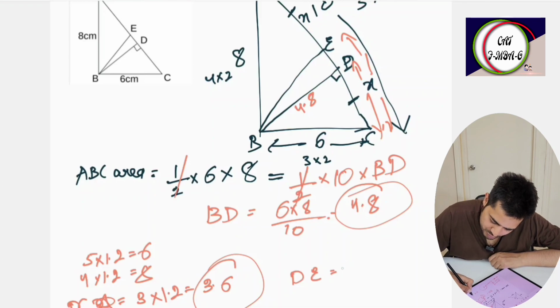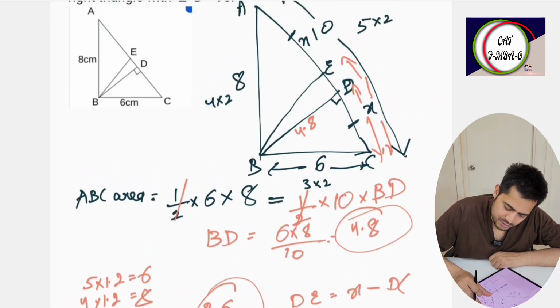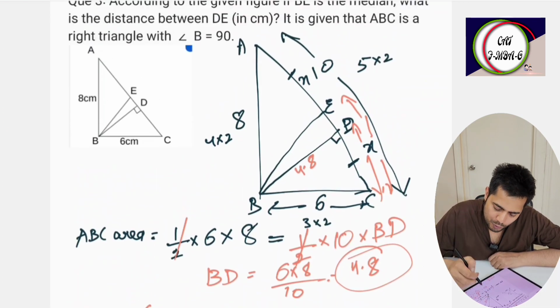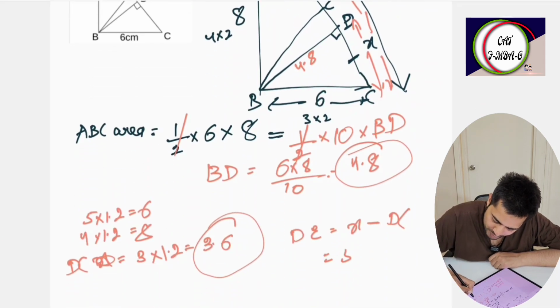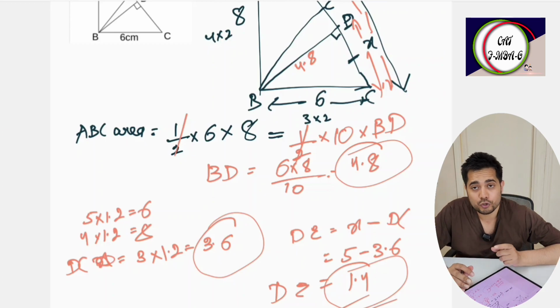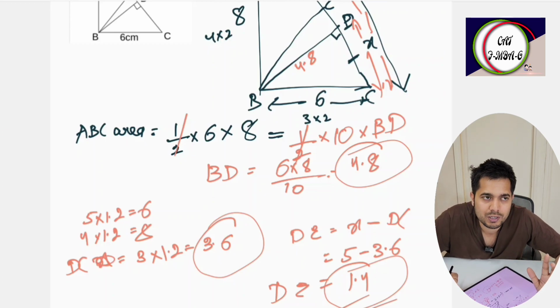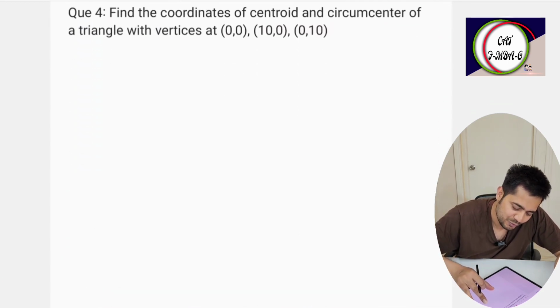So DE is going to be x minus DC, and since E is the midpoint of AC, x is going to be 5. So DE is equal to 5 minus 3.6 is equal to 1.4. This is the right answer. DE is 1.4. So here the 3 4 5 triplet helped me a lot. Otherwise I would have to use the Pythagoras theorem every time, c square is equal to a square plus b square. It is going to take a lot of time. So let's move to the next question.